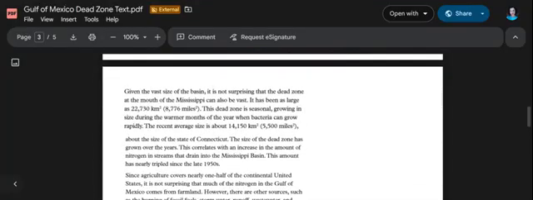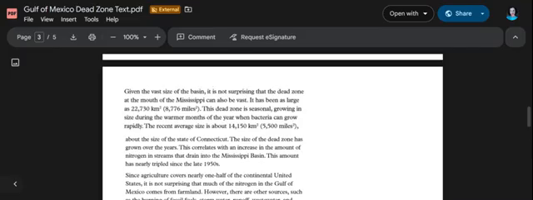Given the vast size of the basin, it is not surprising that the dead zone at the mouth of the Mississippi can also be vast. It has been as large as 8,776 square miles. This dead zone is seasonal, growing in size during the warmer months of the year when bacteria can grow rapidly. The recent average size is about 5,500 square miles, about the size of the state of Connecticut.